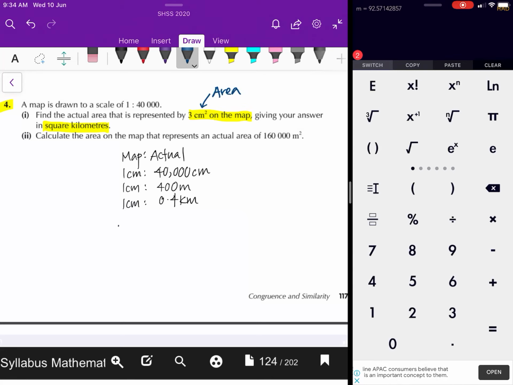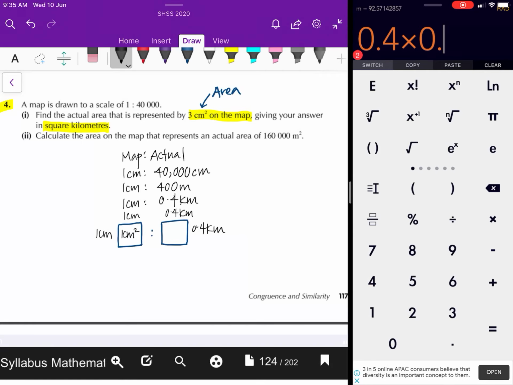So we got to draw our square to get the area of the square. Alright, this is 1 cm by 1 cm. This is 0.4 km by 0.4 km. Now 1 cm times 1 cm will give you 1 cm square. Now let's take a look at the calculator on the right. 0.4 times 0.4 will give us 0.16. So this is 0.16 km square.